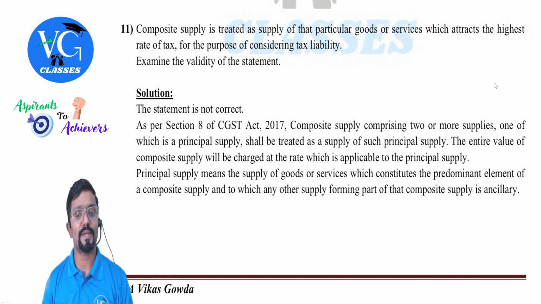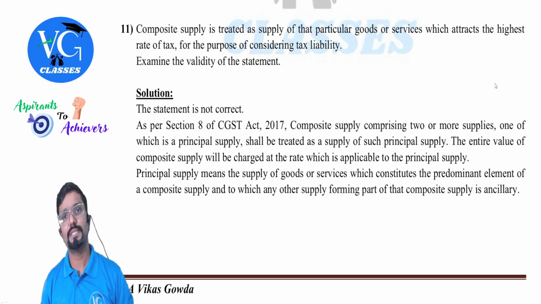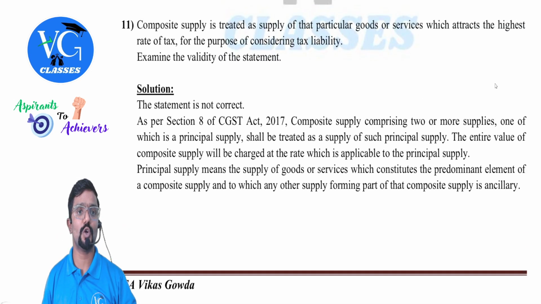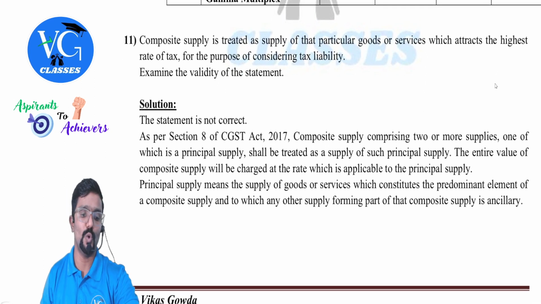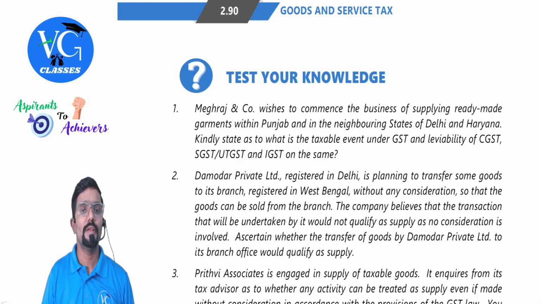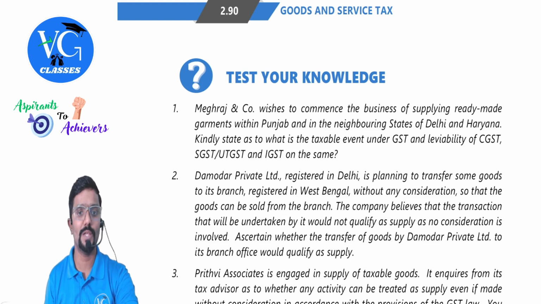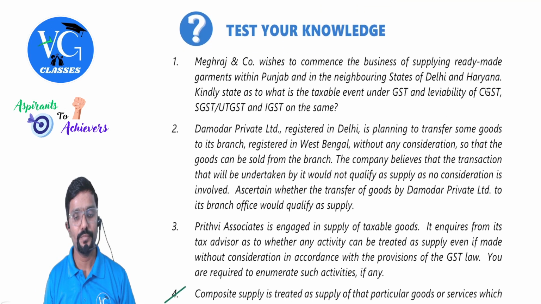Principal supply means the supply of goods or services which constitutes the predominant element of a composite supply and to which any other supply forming part of that composite supply is ancillary. So these are the additional questions on chapter 2, guys. Now we will discuss the questions from ICAI material on chapter 2.